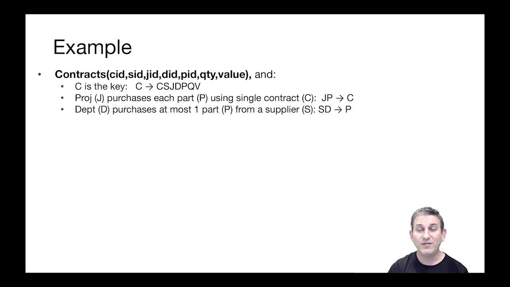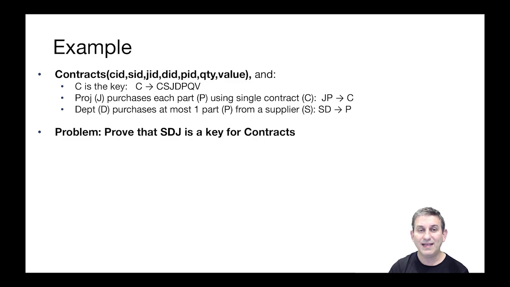Let's look at an example. We're given a schema Contracts. It has a CID, contract ID. It has an SID for the supplier. It has a JID for the job. It has a DID for a department. It has a PID for a part, and it has a quantity and a value. C is the key. So the CID is the key. C determines the entire contracts table. Project J purchases each part P using a single contract. So JP determines C. And then each department purchases at most one part from a supplier S. So SD determines P. All right, so that's our given set of functional dependencies F, those 3.